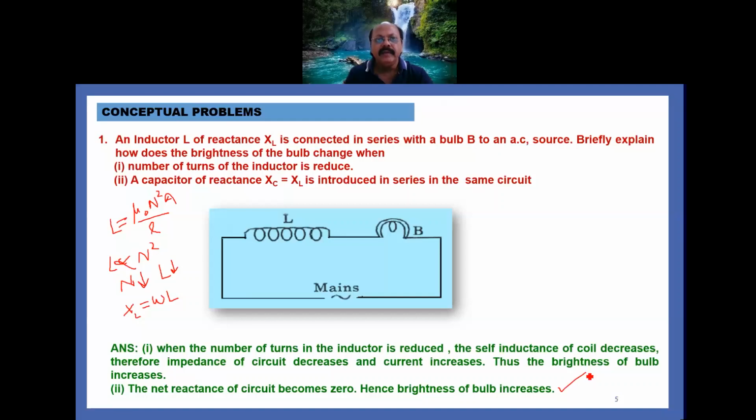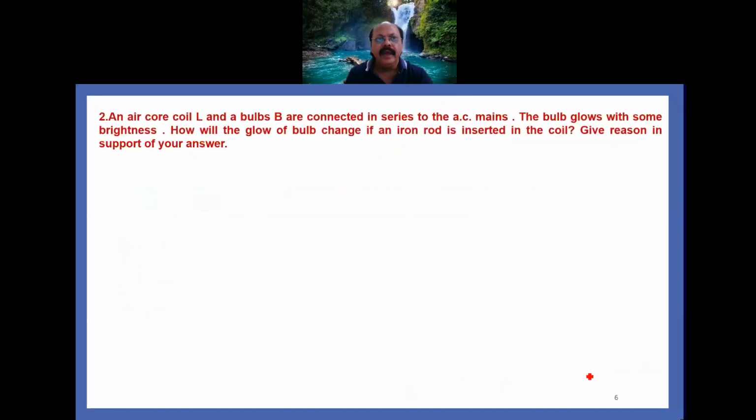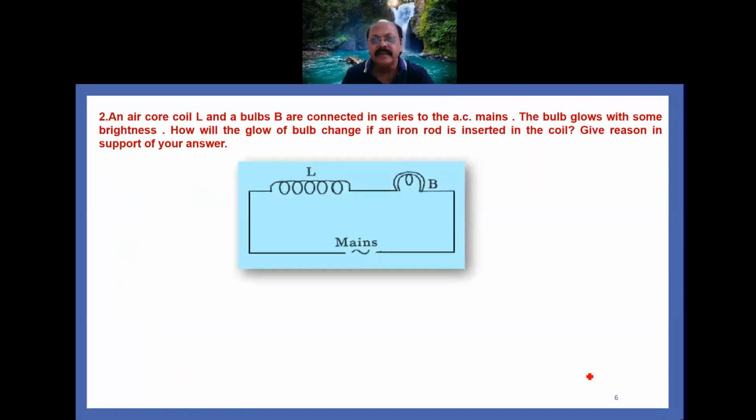Now the second one: an air core coil L and a bulb are connected in series to AC mains. The bulb glows with some brightness. How will the glow of the bulb change if an iron rod is inserted in the coil? Give reason in support of your answer.